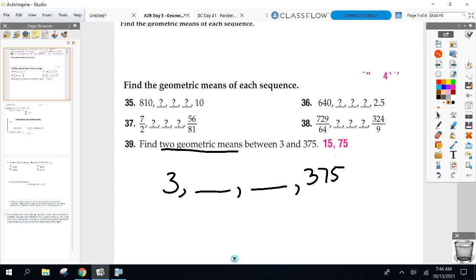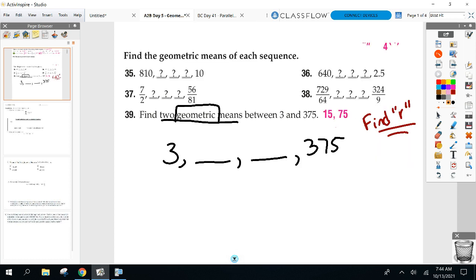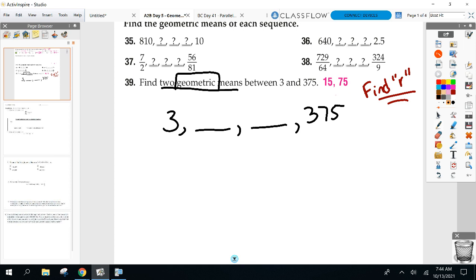Is this geometric or arithmetic? Geometric. So what I need to find is, what do I multiply 3 by to get to the next one, and multiply to get to 375? What's that number I multiply by in a geometric sequence? r, the ratio. So I need to find the r value. To find those two missing values, I need to figure out what I'm going to multiply by, which is my r value. So I go to the geometric formula, and I need to solve for r.